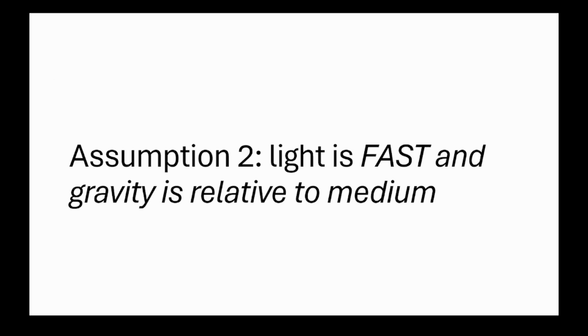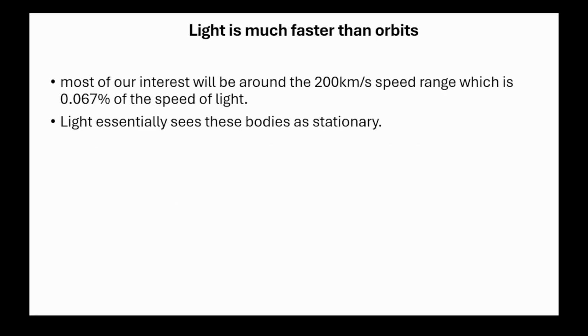Now, the next assumption is that light is fast and gravity is relative to the medium. Is that two assumptions? Maybe. Anyway, assumption 2, which may be 2 and 3, but whatever. So light is much faster than the orbits of the stars and the galaxies that we're looking at. If we're thinking about most galaxies, you could say 200 kilometers per second is a good average velocity for bodies in motion around the galaxy. And this is only 0.067% of the speed of light.